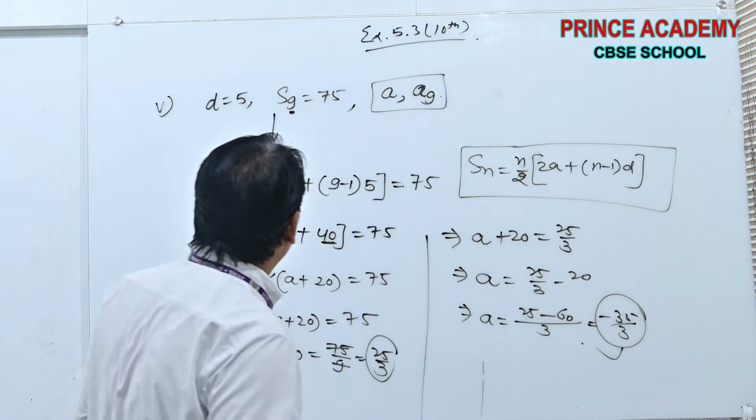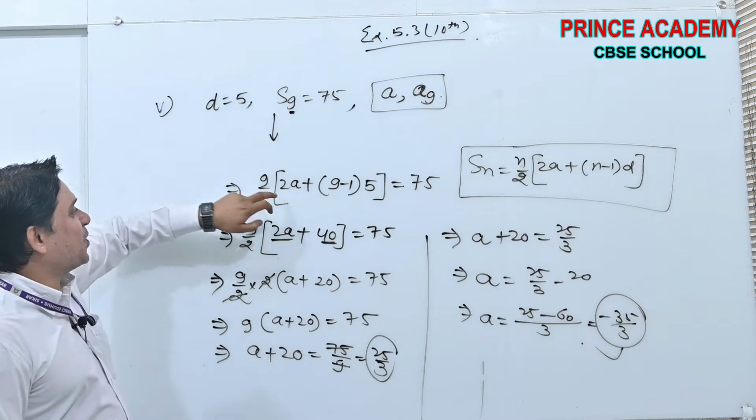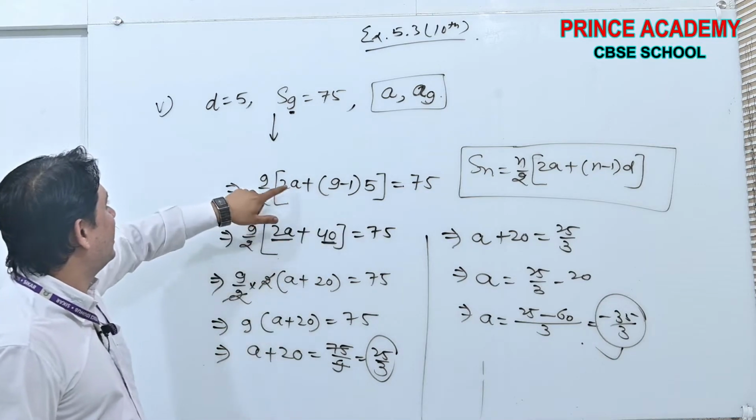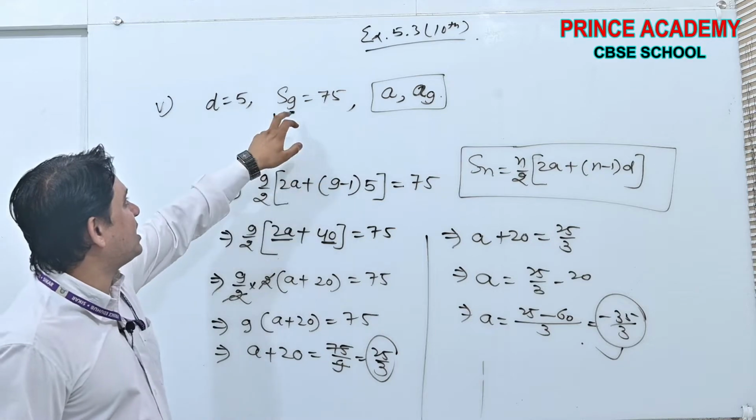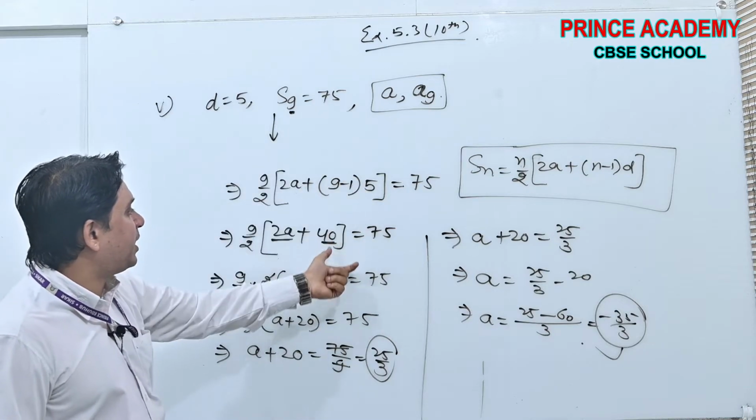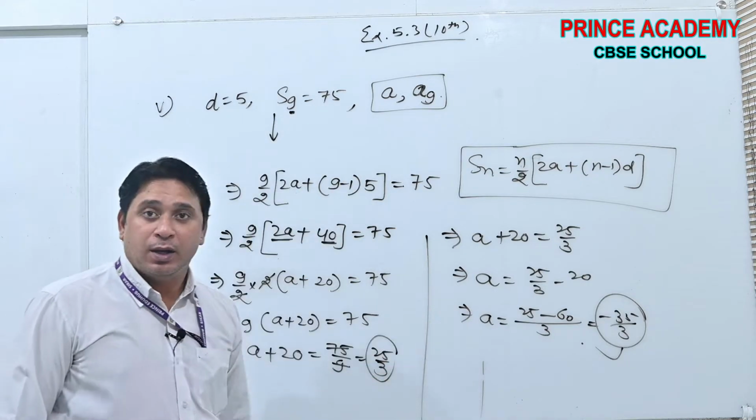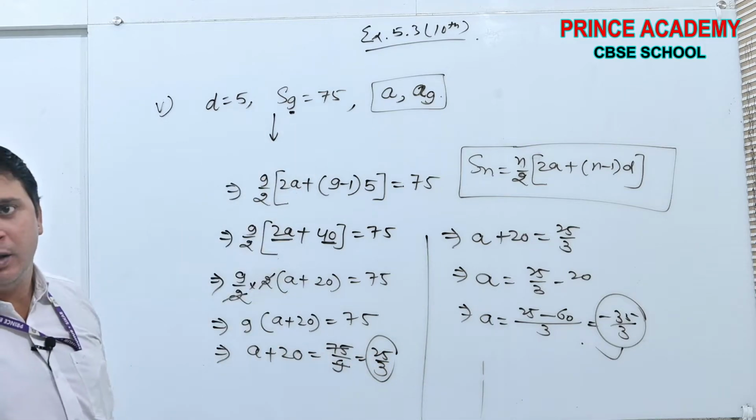Okay, now see. N by 2, 2A plus N minus 1 into D. 2A plus N is 9, D is 5. We put it here, we got 40 and then so. You take the screenshot, then we will move further.